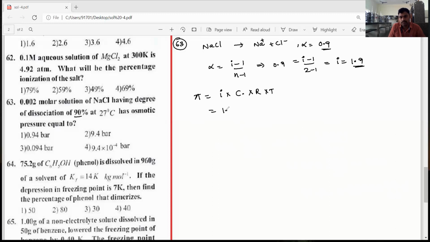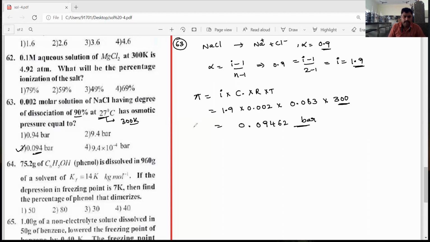So i is equal to 1.9, concentration is 0.002 molar solution, R value in bar is 0.083 bar, and temperature is 27, which is nothing but 300 Kelvin. On simplification, we get the osmotic pressure equal to 0.09462 bar. 0.094 means the third option is correct.